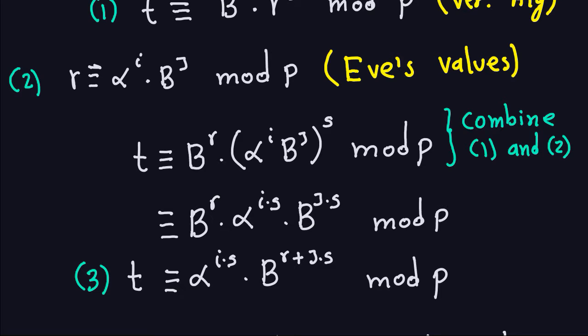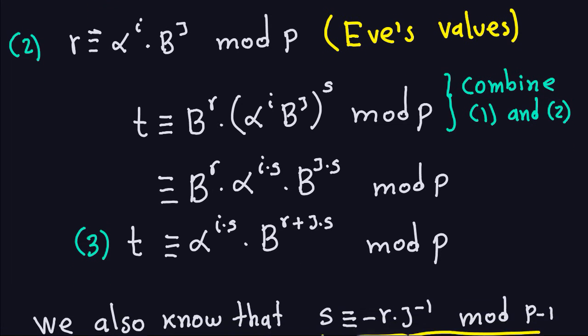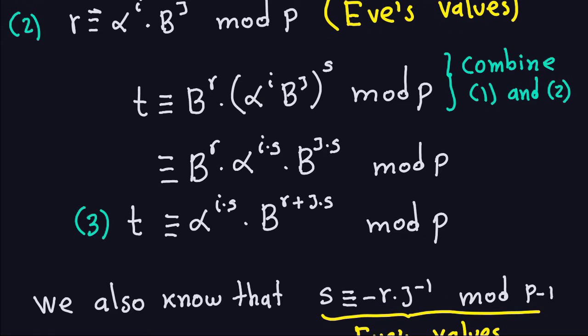And then you can go ahead and do this. b to the r, b to the js, you can put them together in one single expression. You just have to add the exponents. So then I have alpha to the is, which is this one here, and b to the r plus js, which is this part over here. I'm going to call this last equation number 3, and we will refer to this one later. So this is actually true. This is true, combining the verification algorithm and the values that Eve chose for the attack.